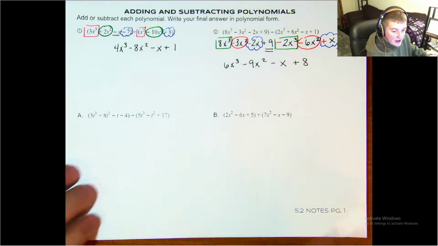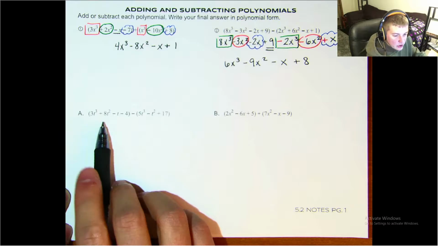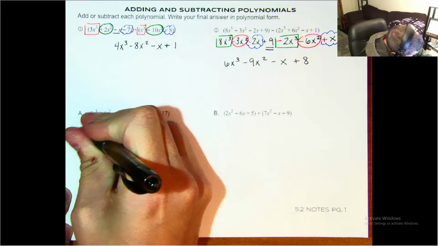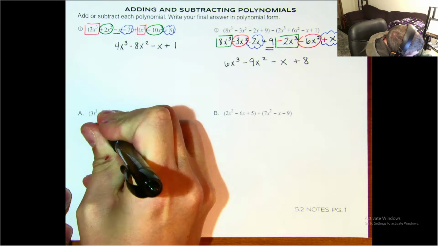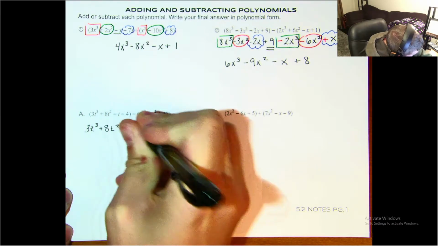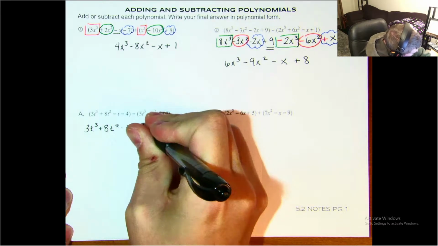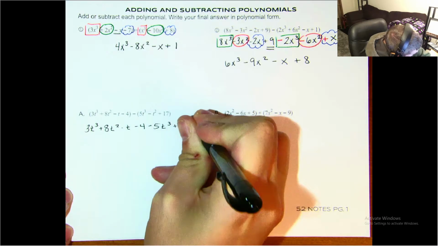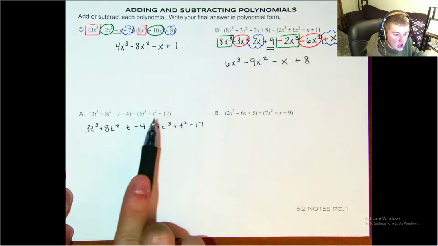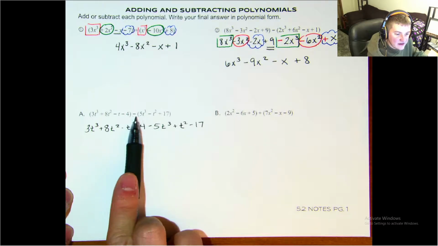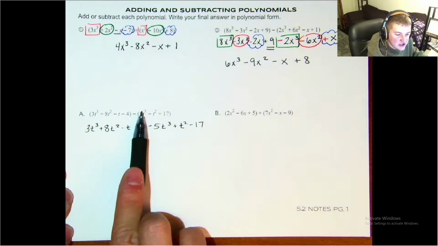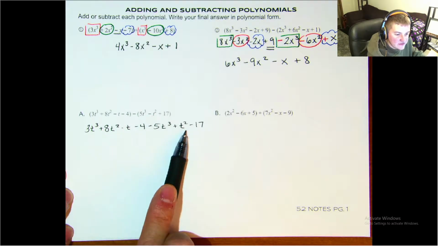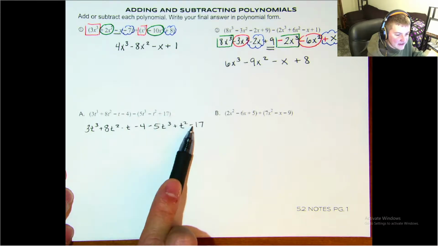Okay, so here on A, I am subtracting. So I need to rewrite this second part here. So I'm going to go ahead and go 3t cubed plus 8t squared minus t minus 4, and then minus 5t cubed plus t squared minus 17. So again, I just did the same thing I did up here. I just distributed this negative. So the opposite of 5t squared is negative 5t squared. The opposite of negative t squared is positive t squared. The opposite of 17 is negative 17.